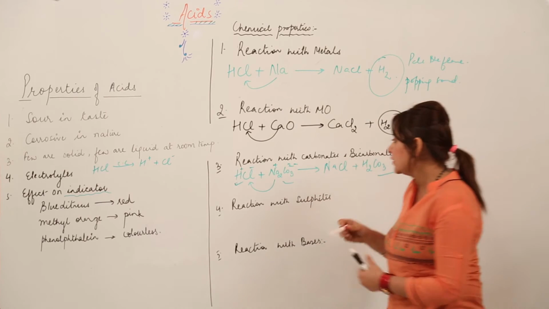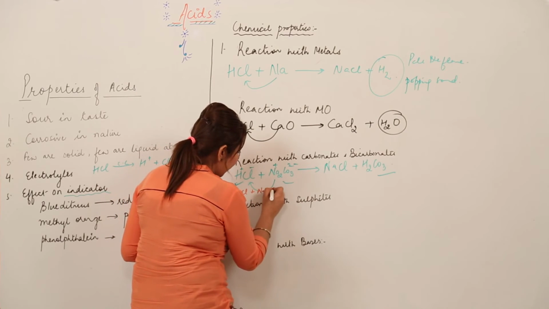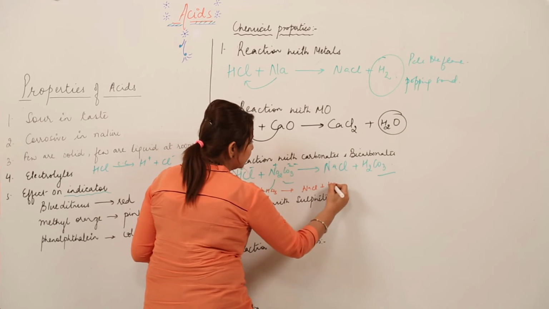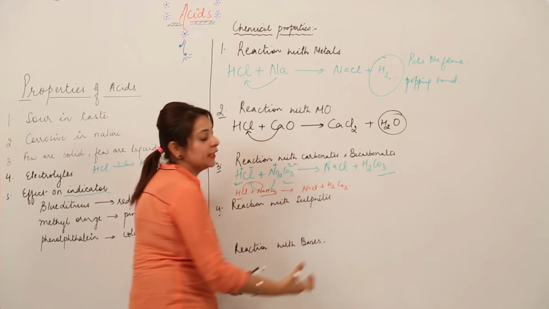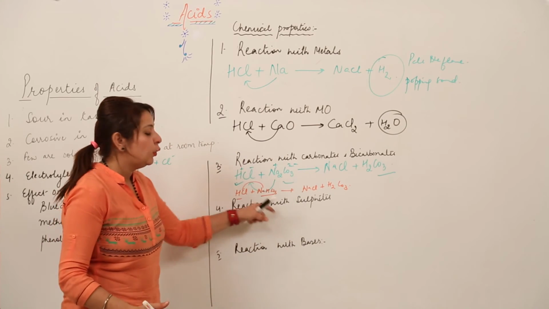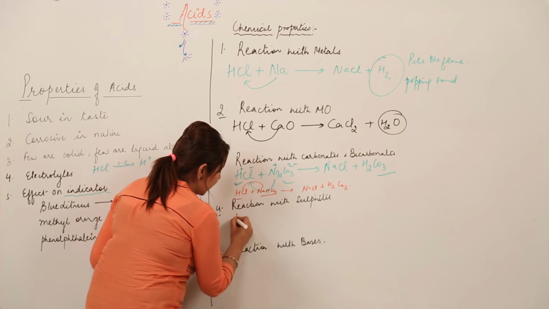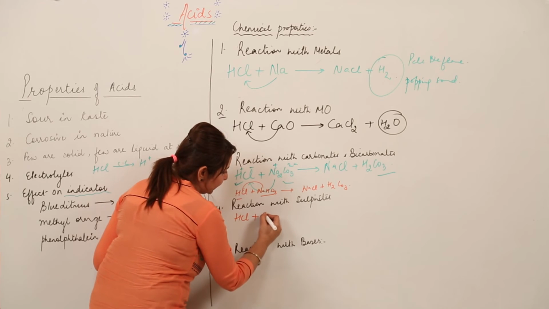And if I just state an example with sodium bicarbonate, so again I'm going to have NaCl, and again I'm going to have H2CO3. So that means again the same product. And what happens when we react acid with sulfides? So suppose I have the acid HCl and I have some sulfide, say I take an example, sodium sulfide.